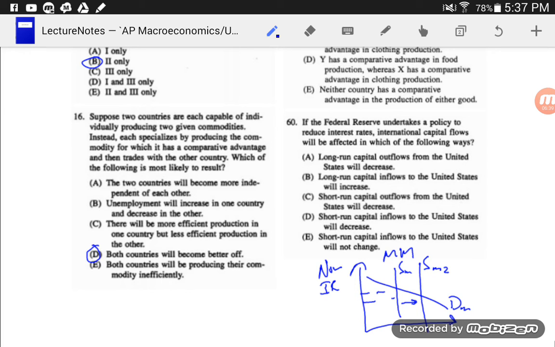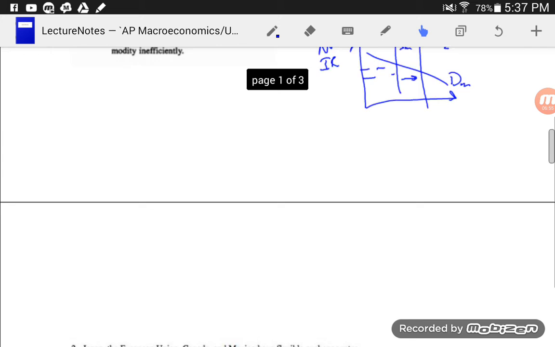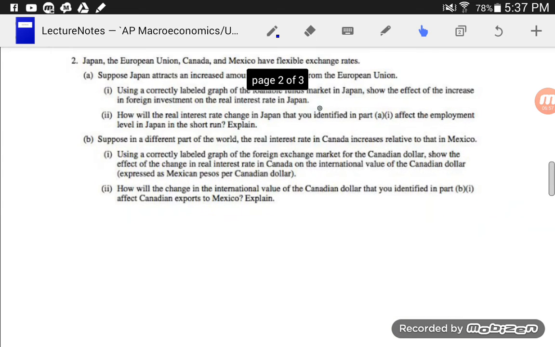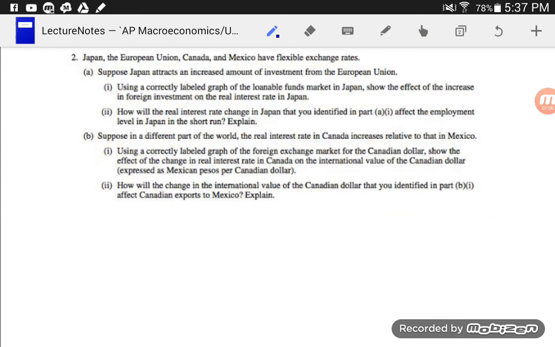In the long run, the real interest rate might adjust, but in the short run, that lower interest rate is going to discourage people from investing in the U.S. So in the short run, capital inflows to the United States will decrease. Now on to the short answer. All right, short answers are fun.